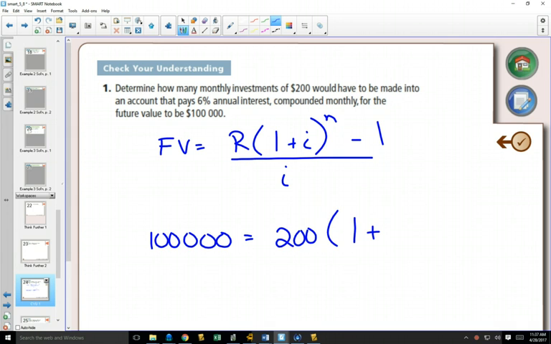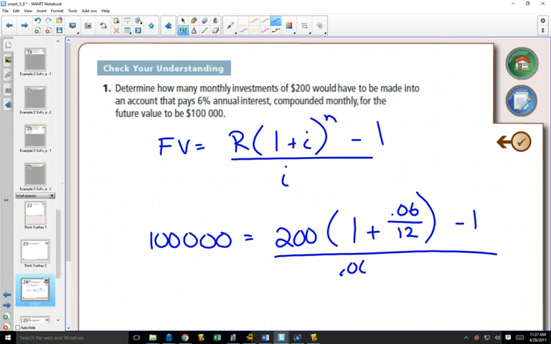So we're putting in regular investments of $200. The I was the interest rate per compounding period. So at 6%, that'll be 0.06 divided by 12 because it's compounded monthly, minus 1, all over 0.06 divided by 12. And our n is right there.